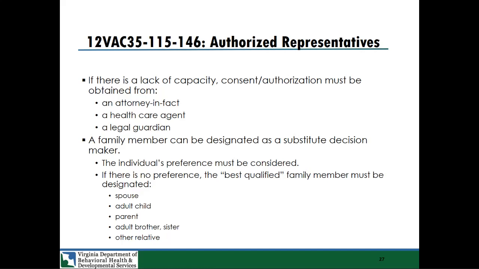If, for instance, there is no spouse but an adult child, the adult child should be the first person considered. But if the adult child does not appear to be the most qualified person, the provider may choose a parent or adult sibling. Most importantly, the most qualified person must be designated.